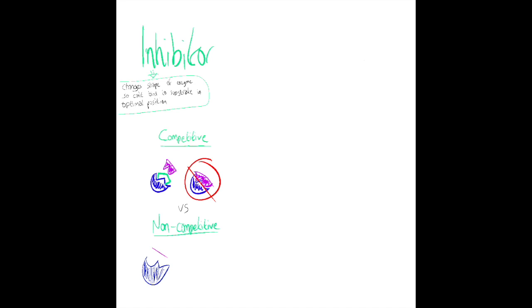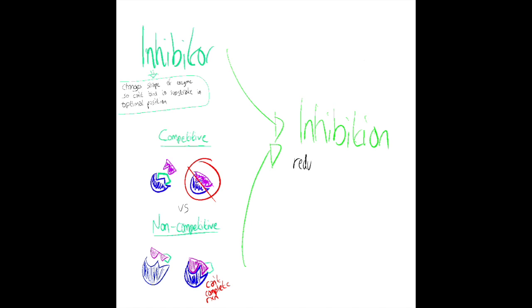Meanwhile, a non-competitive inhibitor binds to another part of the enzyme. The substrate can still bind to the enzyme, but the reaction cannot be completed. This all leads to inhibition. Inhibition reduces the rate of substrate binding or prevents it completely. This ensures homeostasis within the cells by regulating the metabolic pathways.